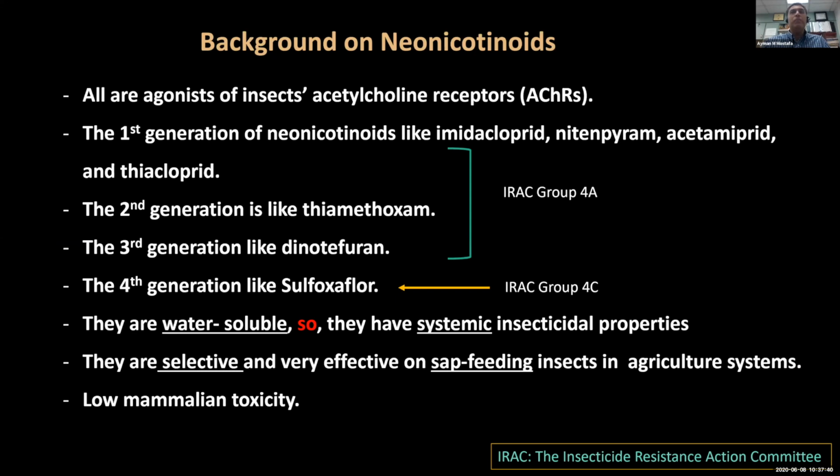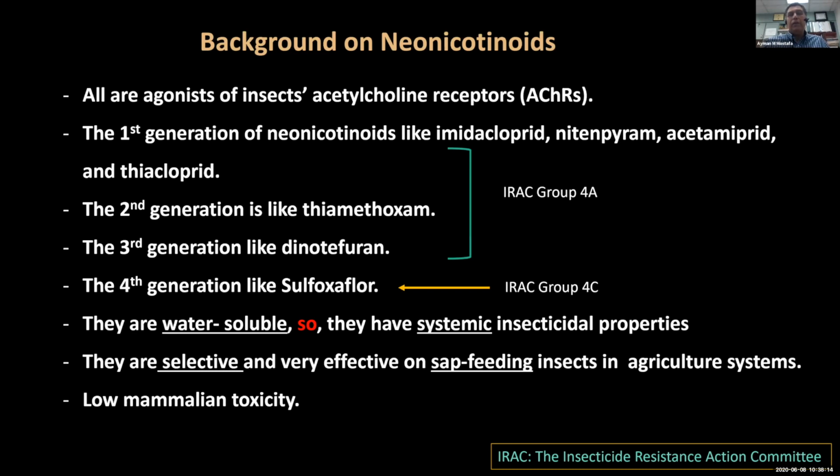It's a little bit complicated, but they are mostly working on one of the receptors, the acetylcholine receptors. They are agonists of the insect acetylcholine receptor. The first generation is the three compounds that we have, and then we have a second generation, and this is where group 4A is. These groups have been established based on IRAC.